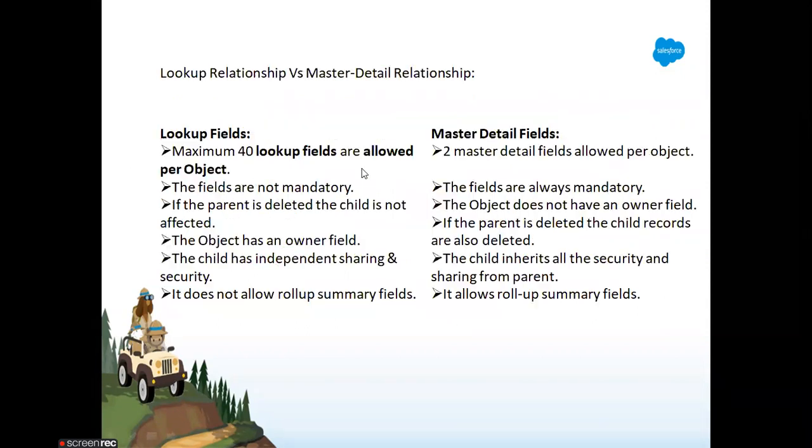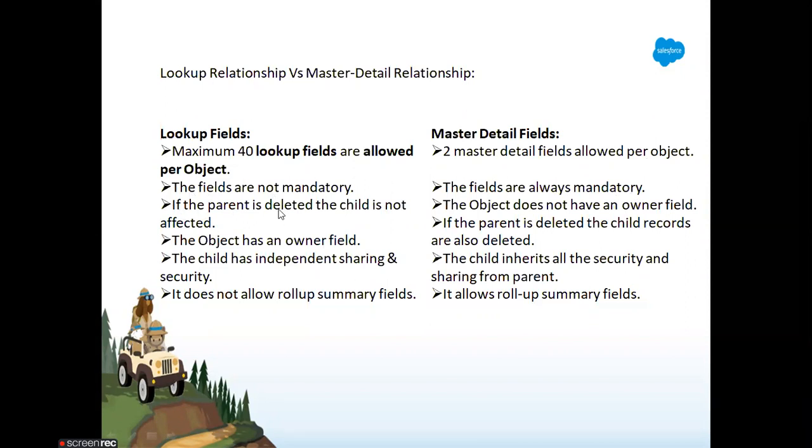If we want to compare lookup fields and master detail fields: in lookup fields, a maximum of 40 lookup fields are allowed per object. But in the case of master detail fields, only two master detail fields are allowed per object. In lookup fields, you need to input the value, but it is not mandatory. But in the case of master detail, the fields are always mandatory, right?